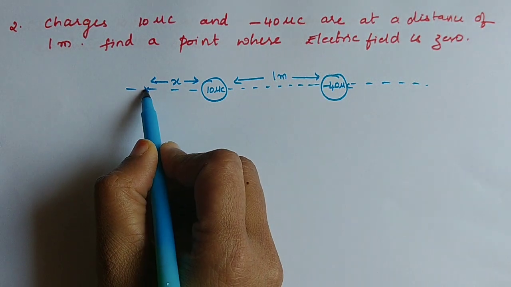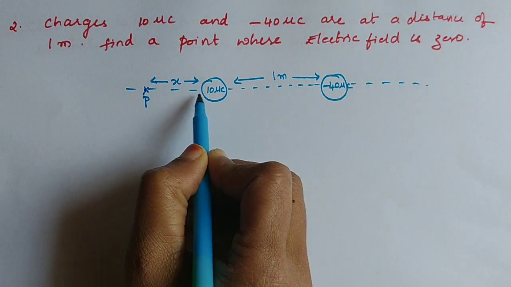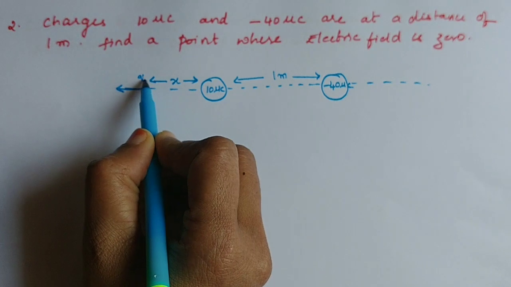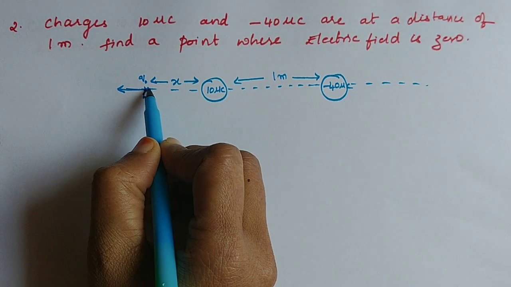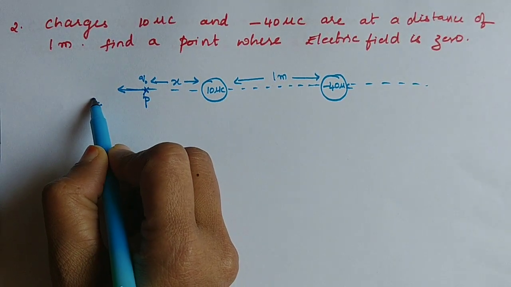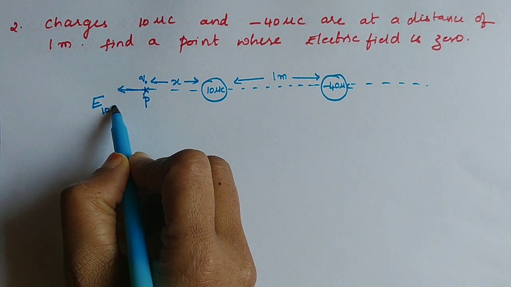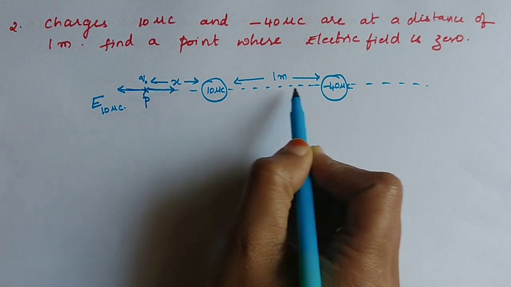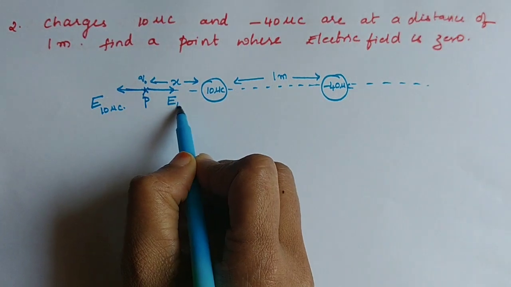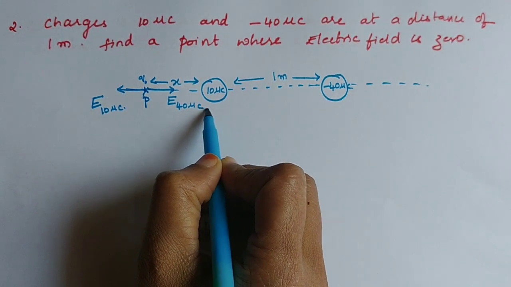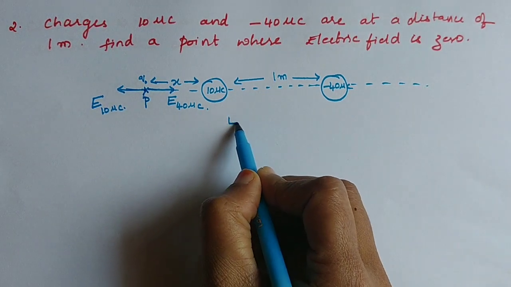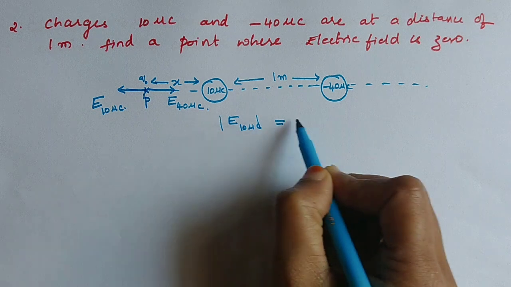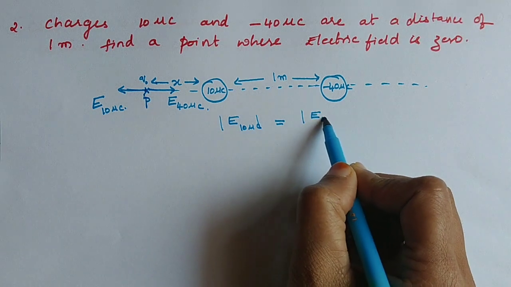Now find out the 2 fields acting at this particular point. Field due to positive charge is away from positive. If you imagine a test charge, it will try to move away. This is a field due to 10 microcoulomb. Another field due to 40 microcoulomb, it is attractive. So this is a field due to 40 microcoulomb. Now equate the magnitudes. Field due to 10 microcoulomb charge must be equal to the magnitude of field due to 40 microcoulomb.